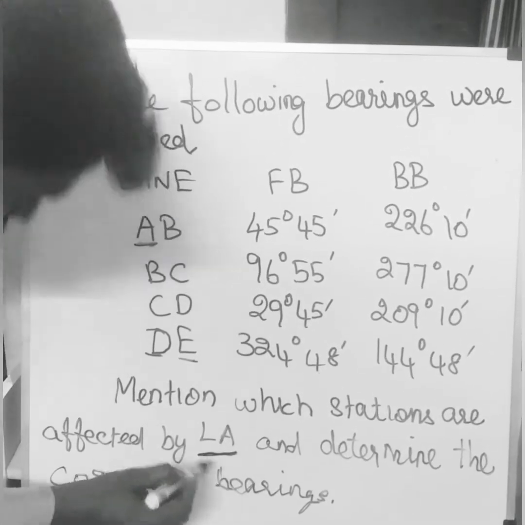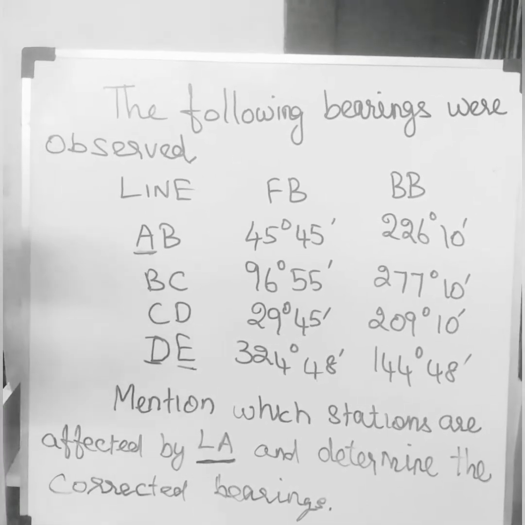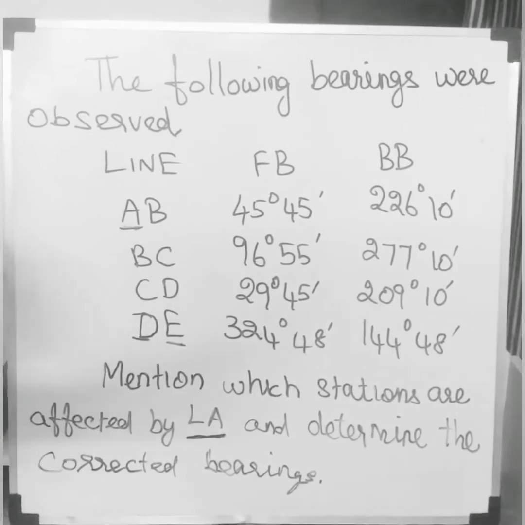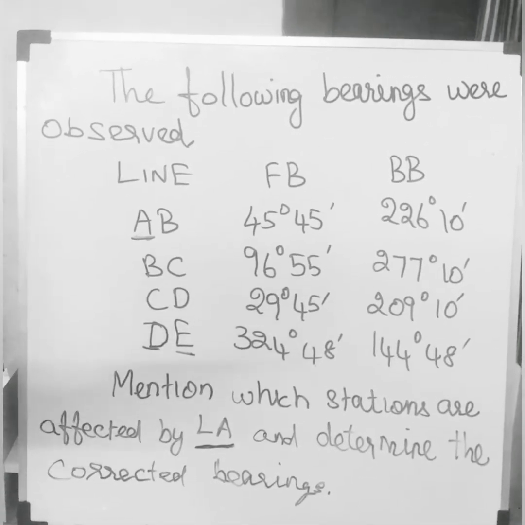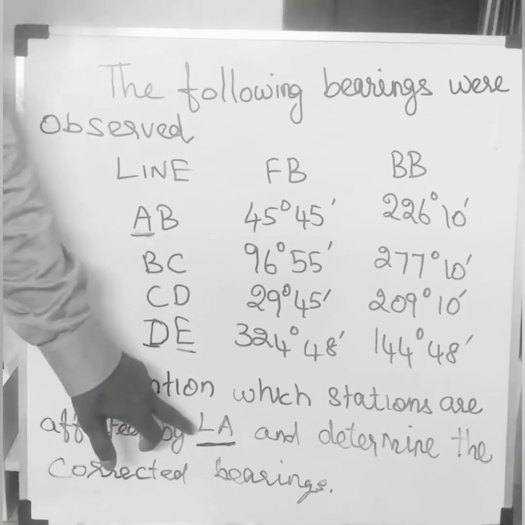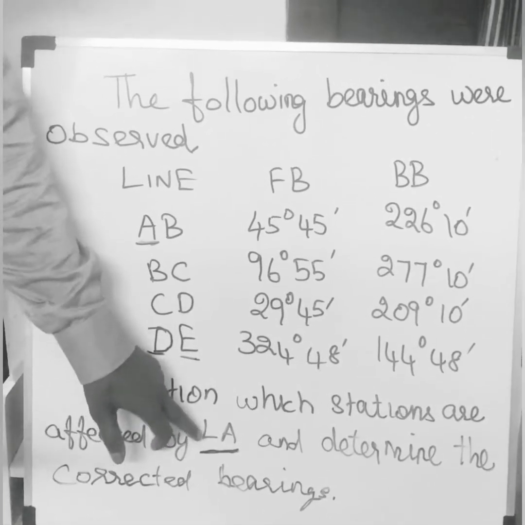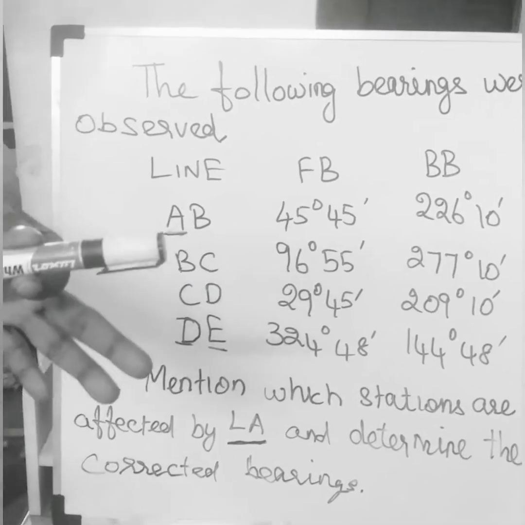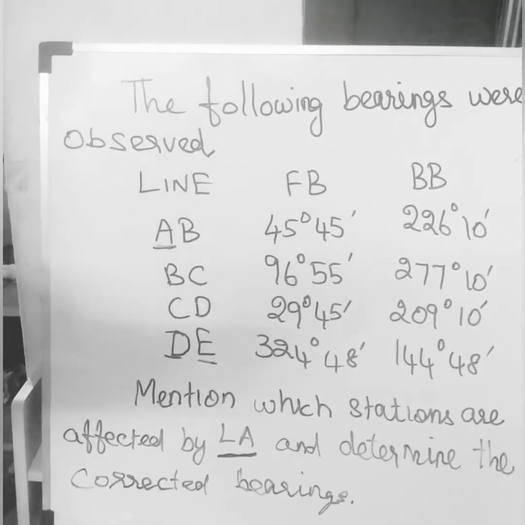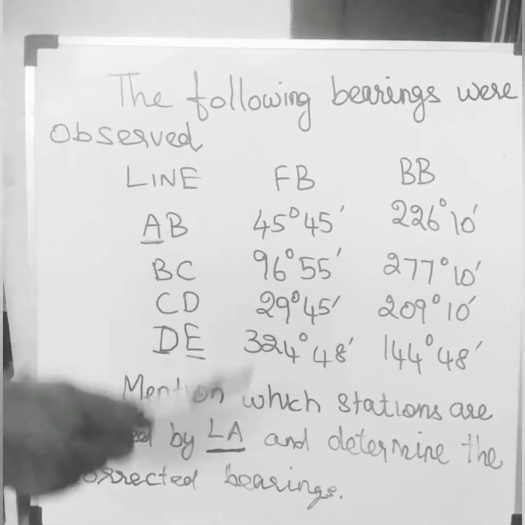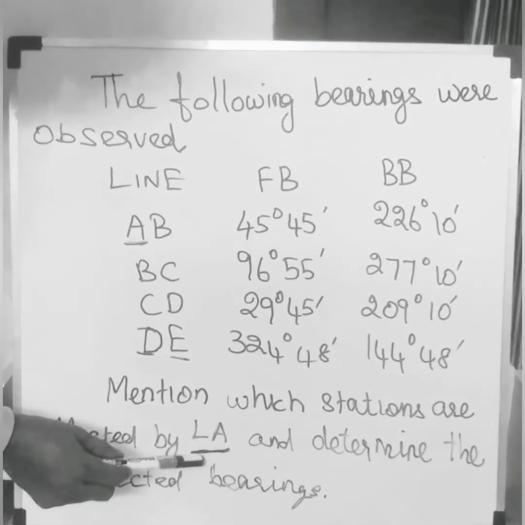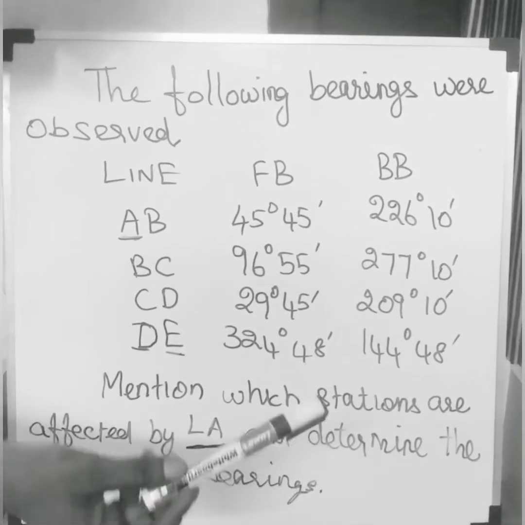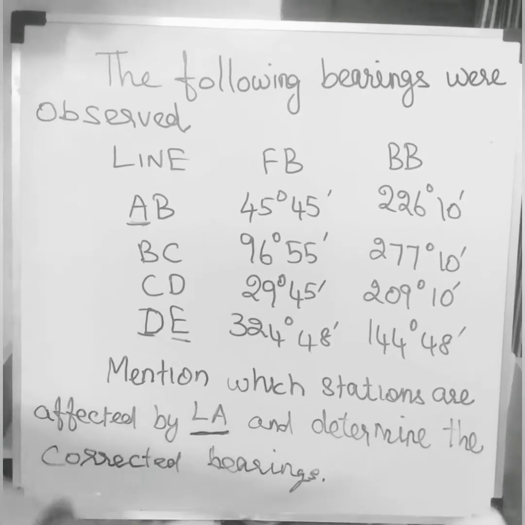Already all of you know the concept of local attraction. Local attraction is defined as any external influences that prevent the magnetic needle attached to the compass from pointing to the magnetic north. So local attraction is any external influence that prevents the magnetic needle from showing its true magnetic bearing.